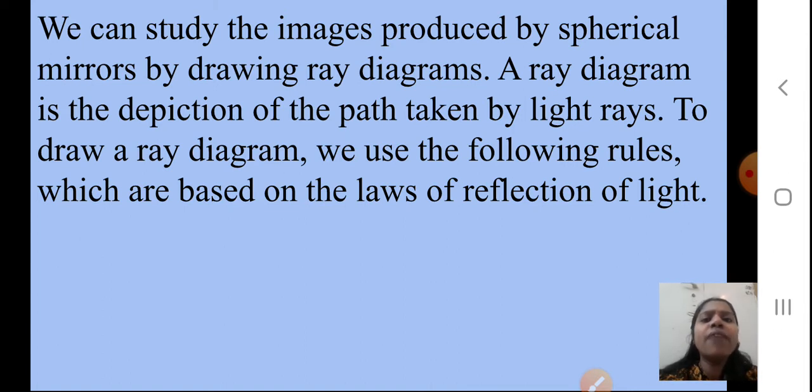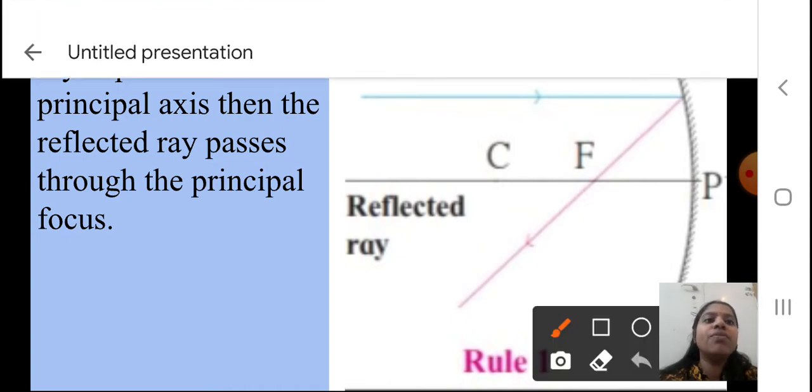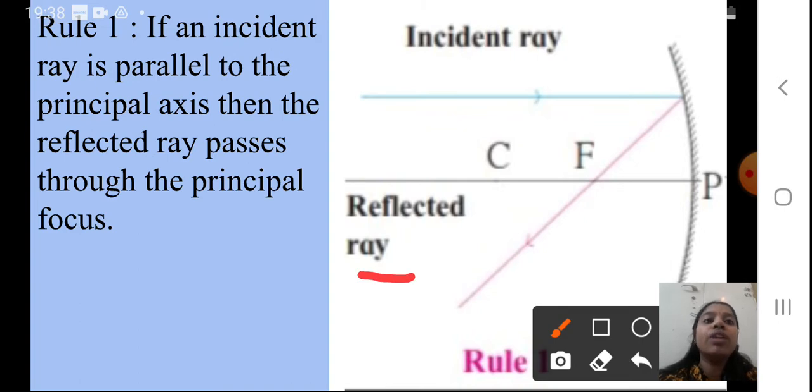Okay students, we'll just have a recap of the 3 rules we studied in the last presentation. Rule number 1: if an incident ray is parallel to the principal axis, then the reflected ray passes through the principal focus. You can see this blue color incident ray is traveling parallel to the principal axis, and the reflected ray passes through the principal focus, that is the F point.